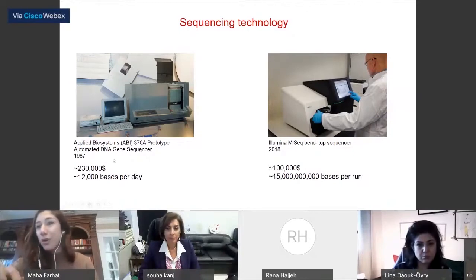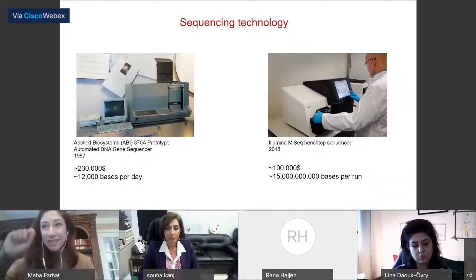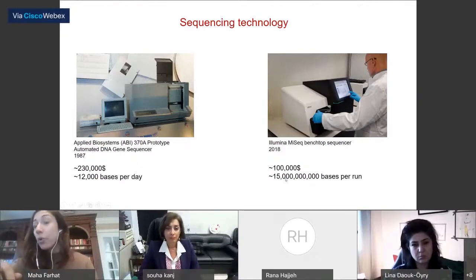So this is a picture of the oldest sequencer from 1987, the ABI prototype, which at the time cost about $230,000 and only generated 12,000 bases, the nucleotide bases A, C, G and T, per day. And now that has increased by more than 1 million fold, and the cost has decreased by more than half. And this has really revolutionized our ability to generate this type of data and find uses for it for human health.